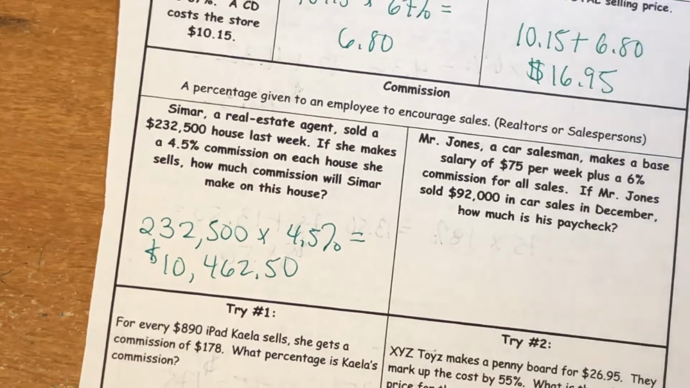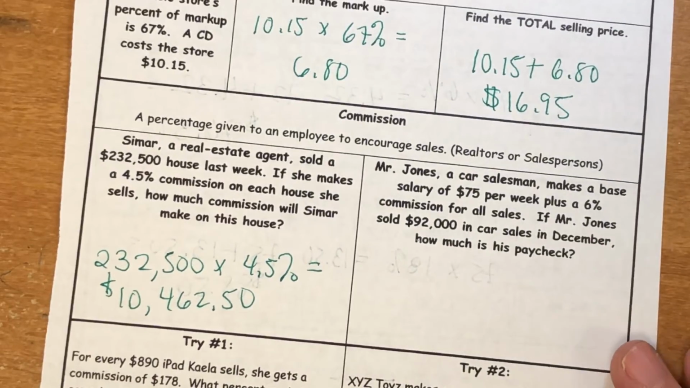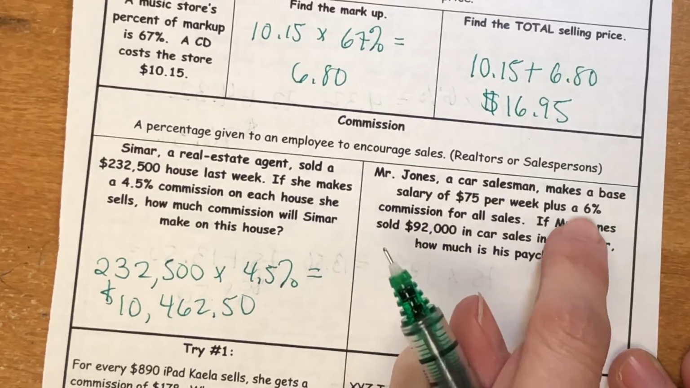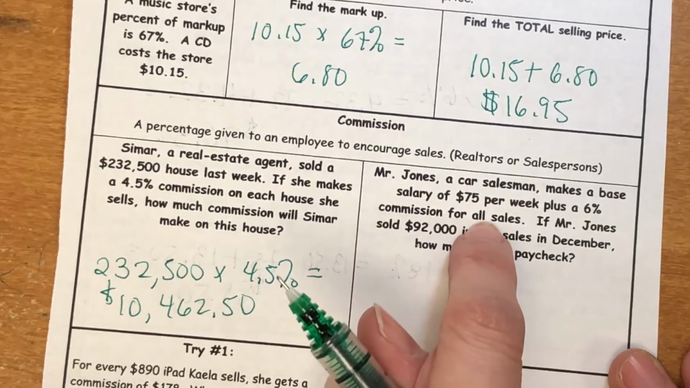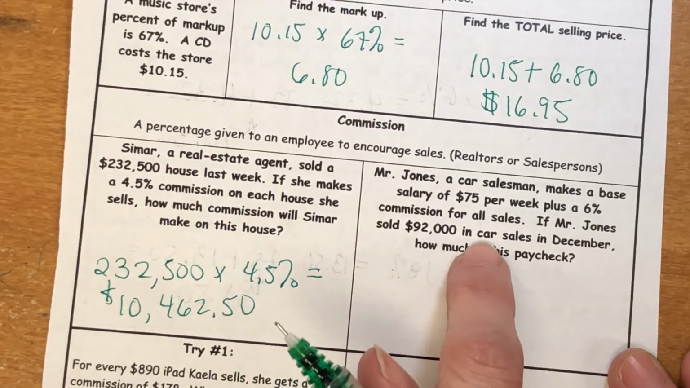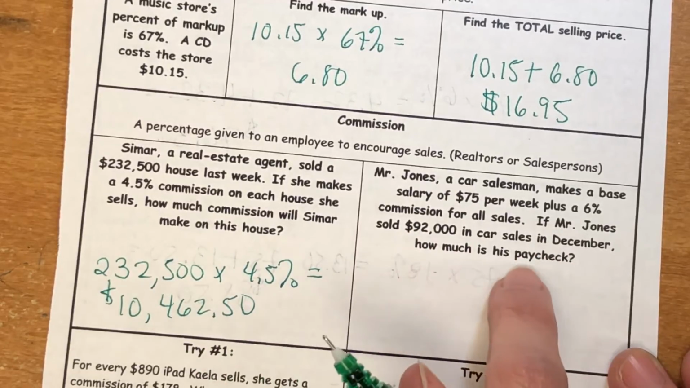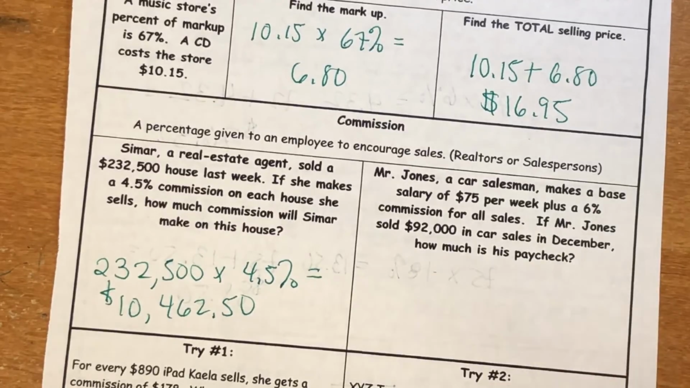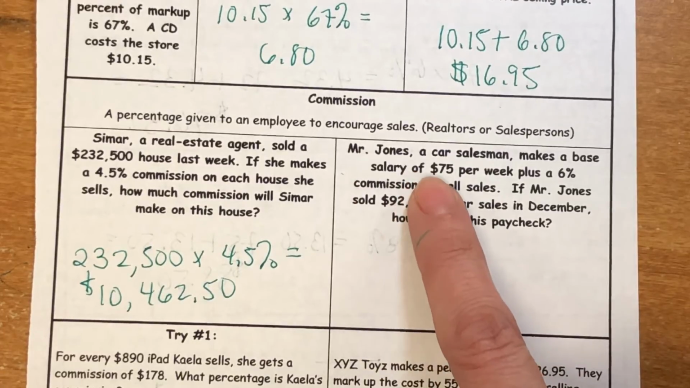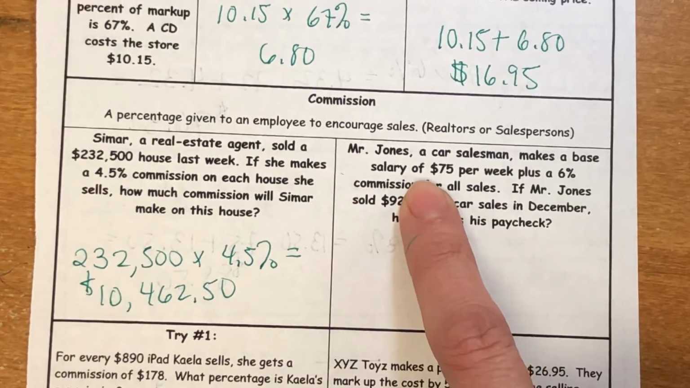Okay? Mr. Jones, a car salesman, makes a base salary of $75 per week plus a 6% commission for all sales. If Mr. Jones sold $92,000 in car sales in December, how much is his paycheck? So you got two things. You got to figure out what his commission is off of that $92,000. Plus, he's going to get a base salary. Base salary is what he's going to make regardless of what he sells, okay?